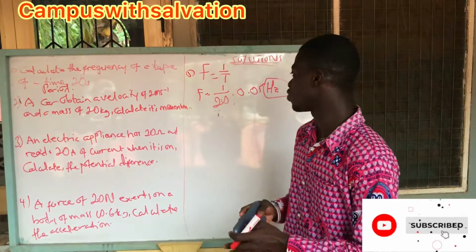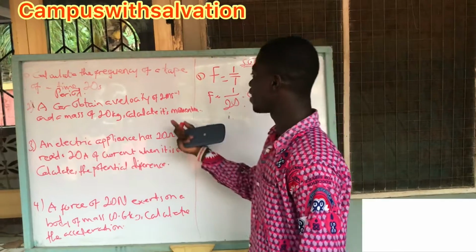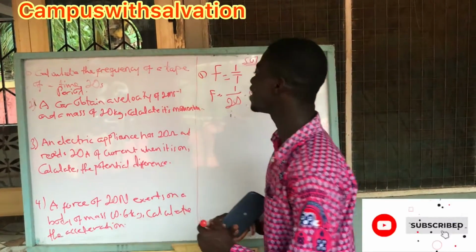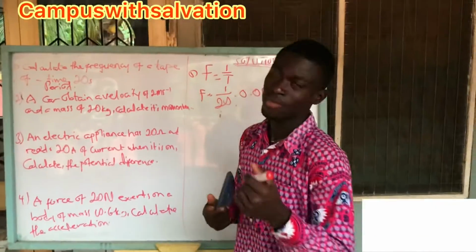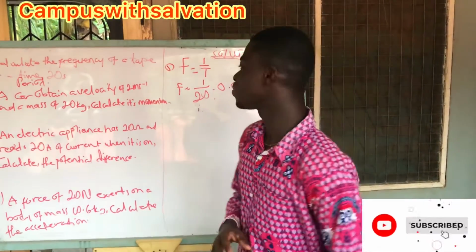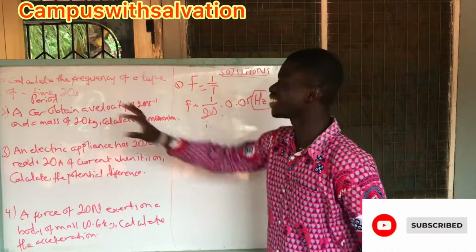Thank you. So let's go to the second question. A car obtains a velocity of 20 meters per second and a mass of 20 kilograms. Calculate its momentum. Before you can calculate the momentum, you need to know the main definition of momentum. If you can't define momentum, how can you even tackle this question?